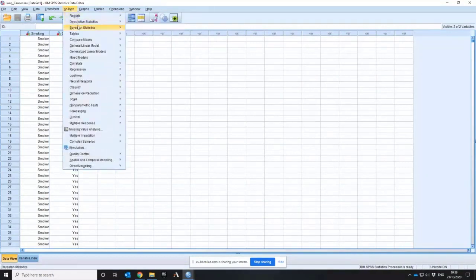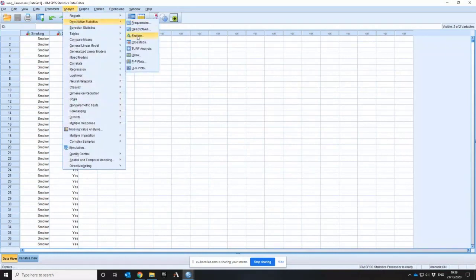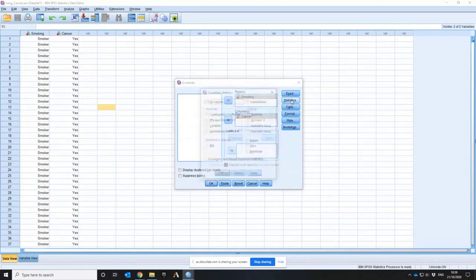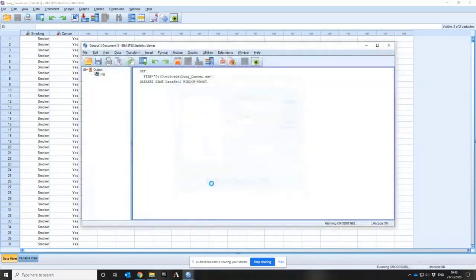So you do exactly the same process. Let's analyze, descriptive statistics, crosstabs. Smoking is the thing that I think causes cancer. Cancer is the dependent variable, the outcome. I want to put on my statistics again. I want to put on chi-squared. I can put on the risk ratio because again this is a 2 by 2 table: smoking, non-smoking, yes cancer, no cancer. Press continue and press OK.